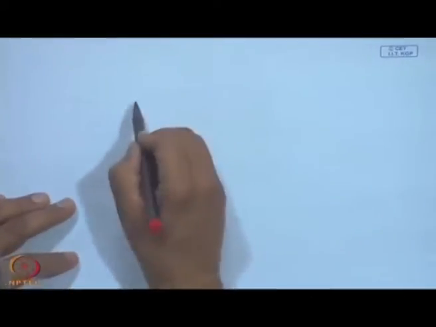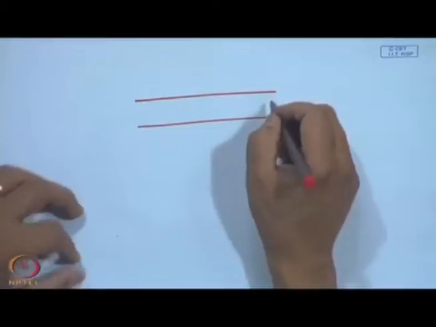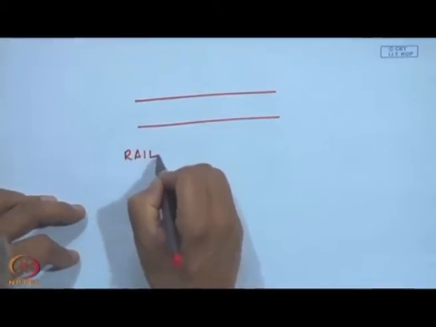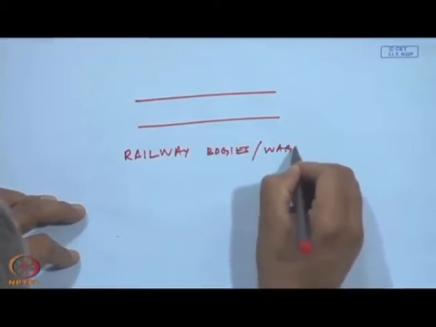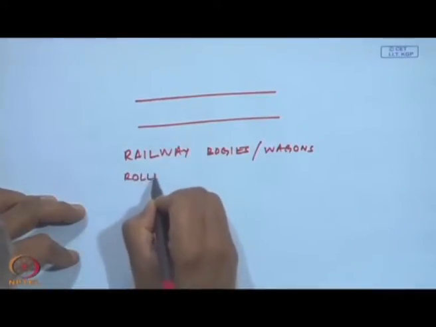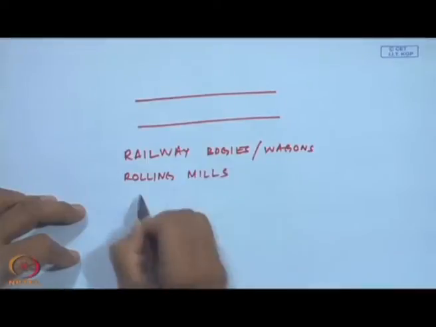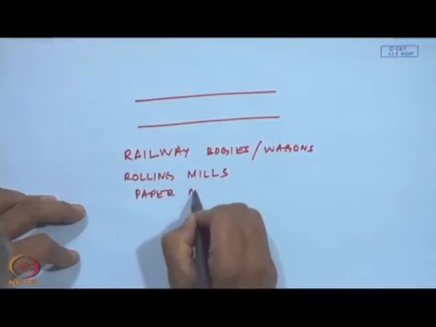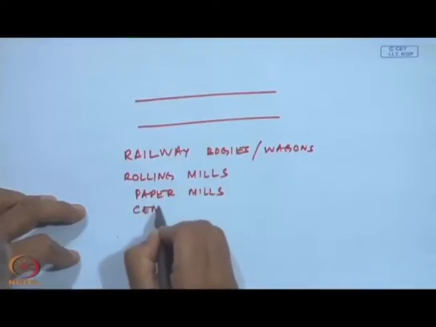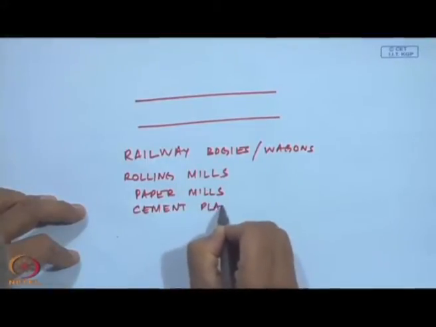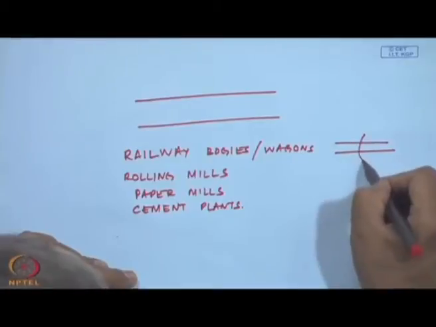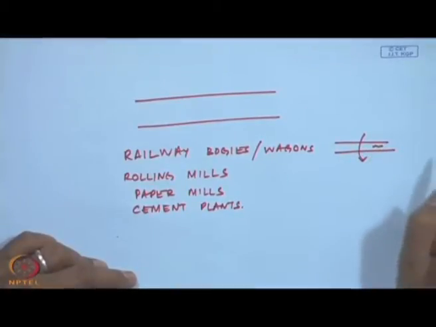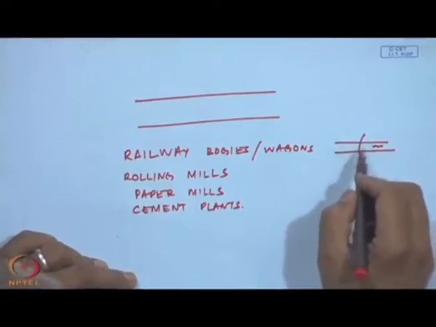And another crack detection technique, which they do for shafts which are rotating, particularly imagine in railway bogies or wagons, rolling mills, paper mills, cement plants. Here we have an axle of the train which is rotating. If the crack is inside, it will have the consequence that the structure is going to weaken, it will fail.